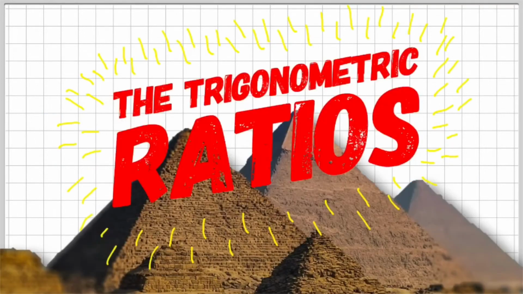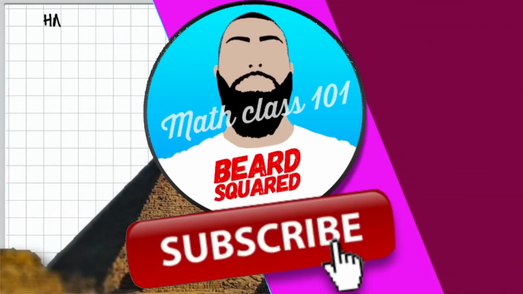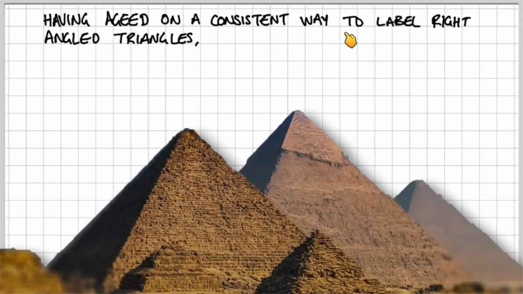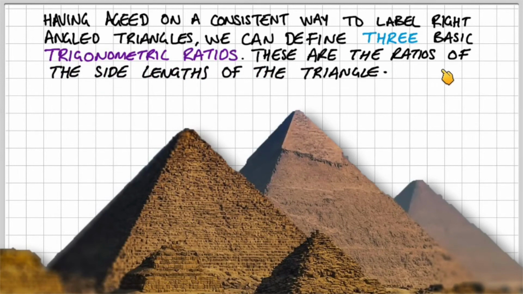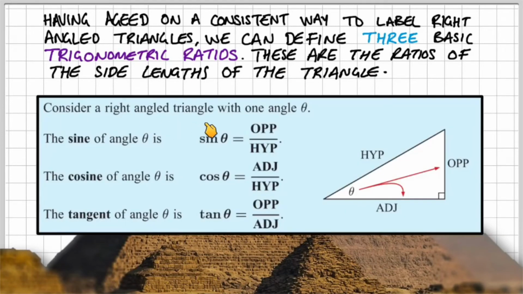What we're going to move on to next is the trigonometric ratios. So, having agreed on a consistent way to label the right angle triangle, we can define three basic trigonometric ratios. These are the ratios of the side lengths of the triangle. So consider a right angle triangle with one angle theta, like the one shown here.